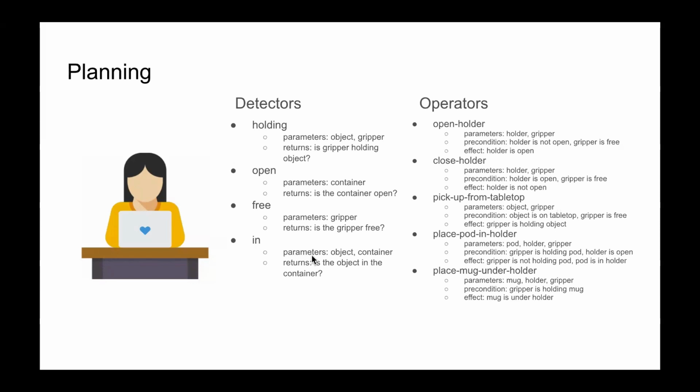The operators, on the other hand: we have an open holder operator, and it takes as parameters a holder and a gripper, and it's defined with a set of preconditions and a set of effects. The precondition here is that the holder is not open, which information can be given by the holding detector, and the gripper is free. The effect after executing this open holder operator is that the holder will become open from being not open.